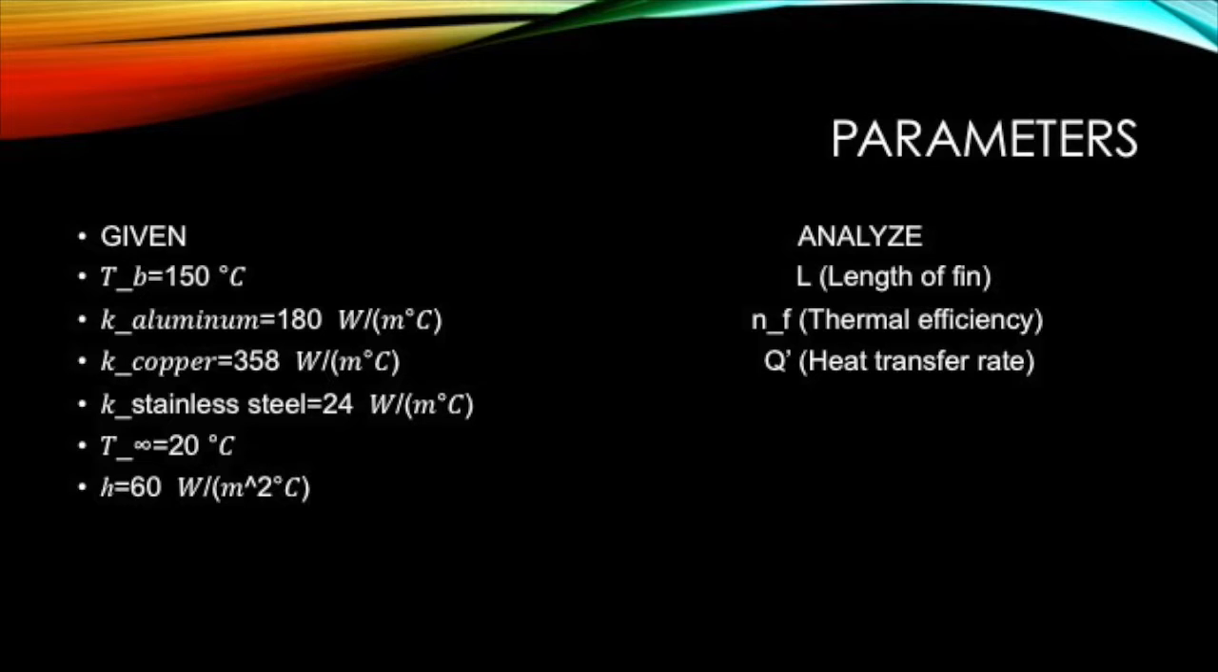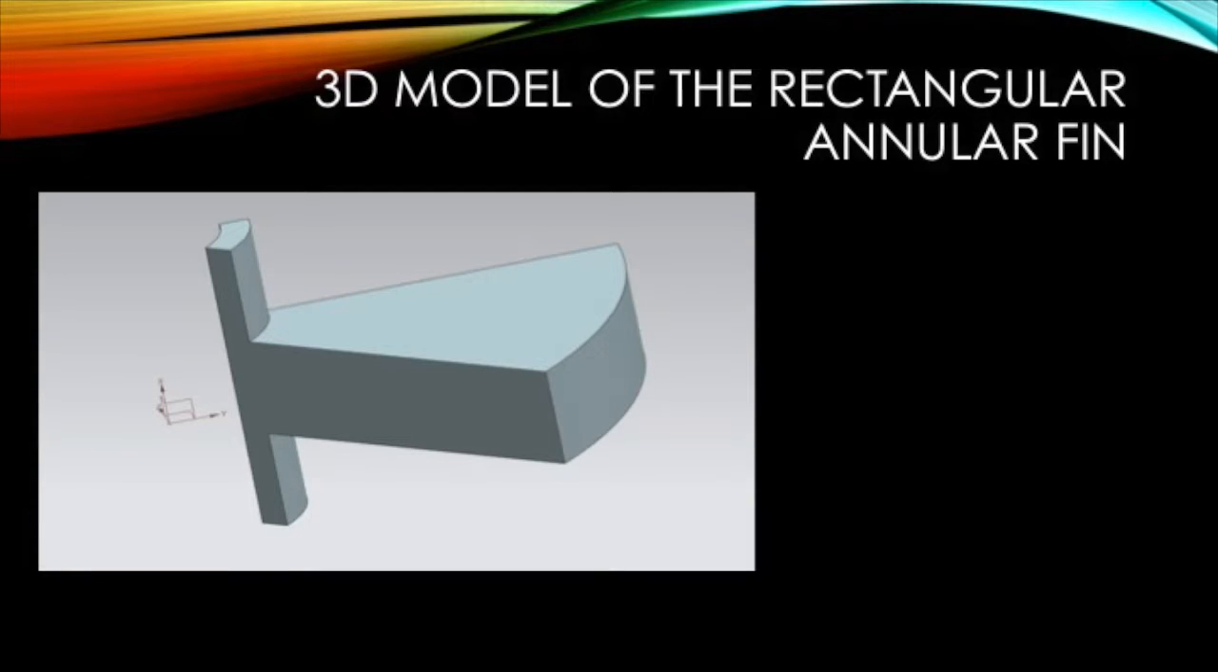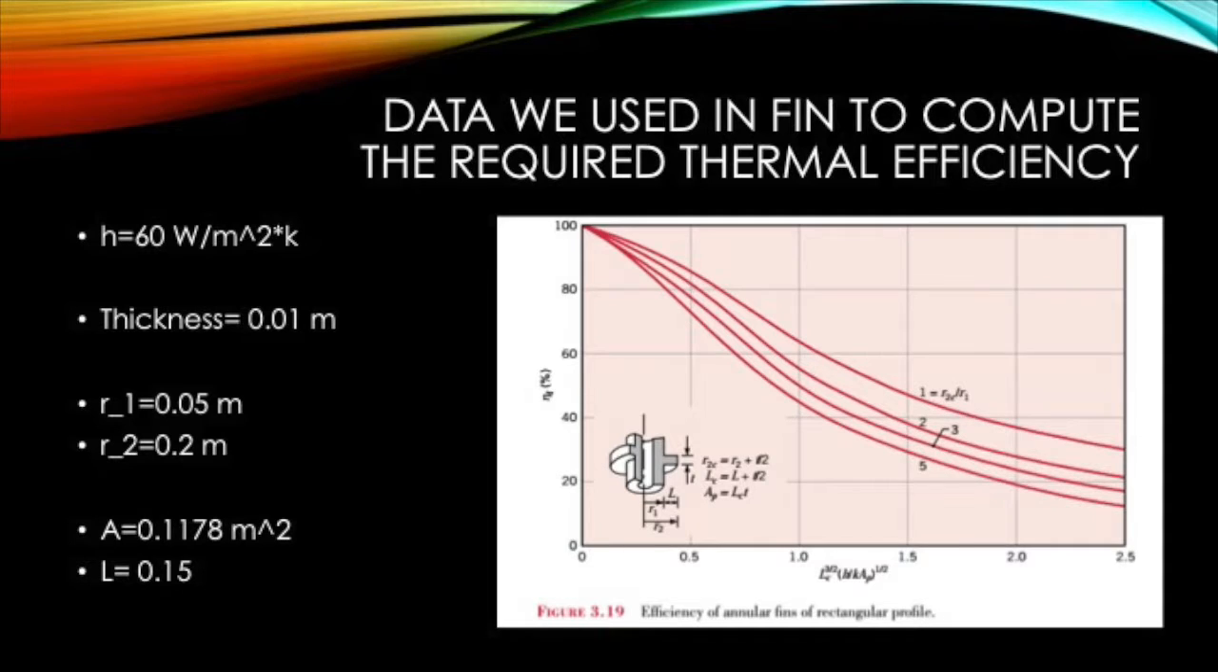One thing to notice is the conductivity for each of the materials, and with these parameters we wanted to analyze the length of the fin, find the thermal efficiency, and also the heat transfer rate. This is a 3D model of our prototype. We were assigned the rectangular annular fin.